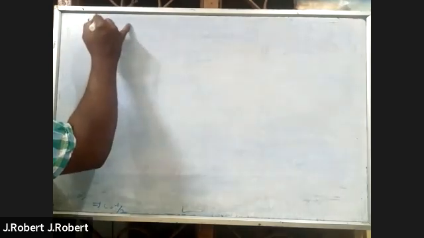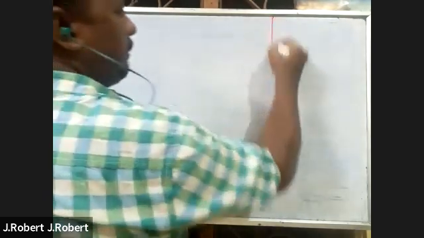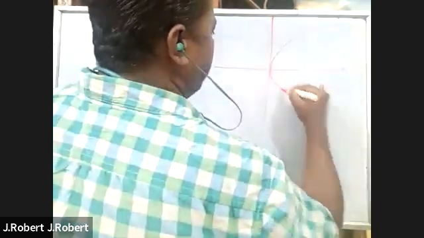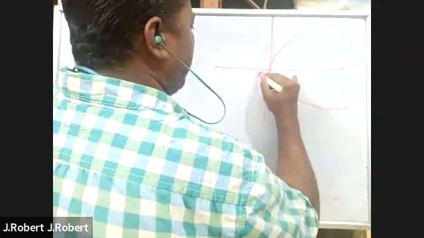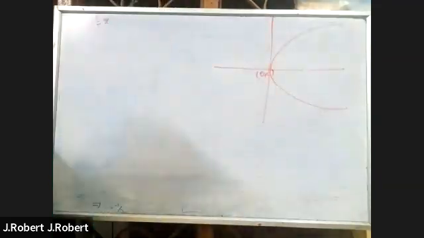So listen carefully, here they have given y squared equals x. So the parabola will be like this. It is open rightward. It touches at the vertex which is 0, 0.